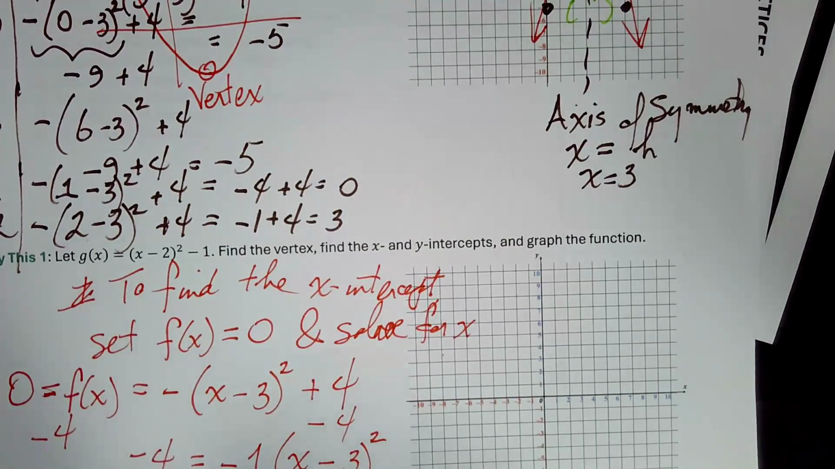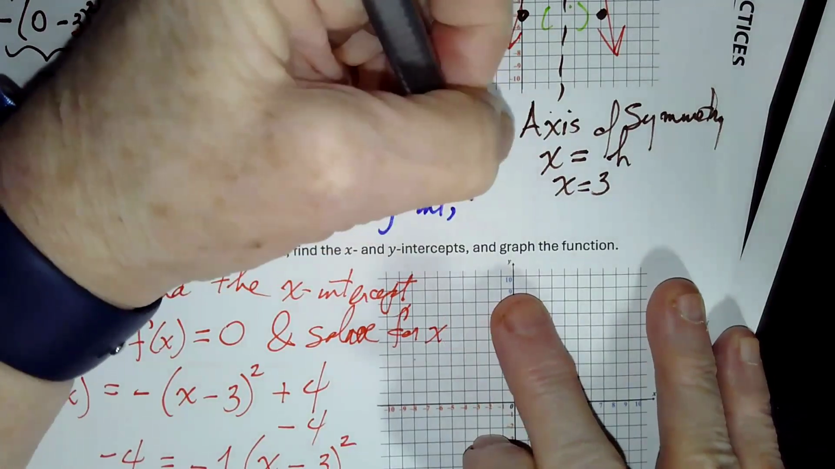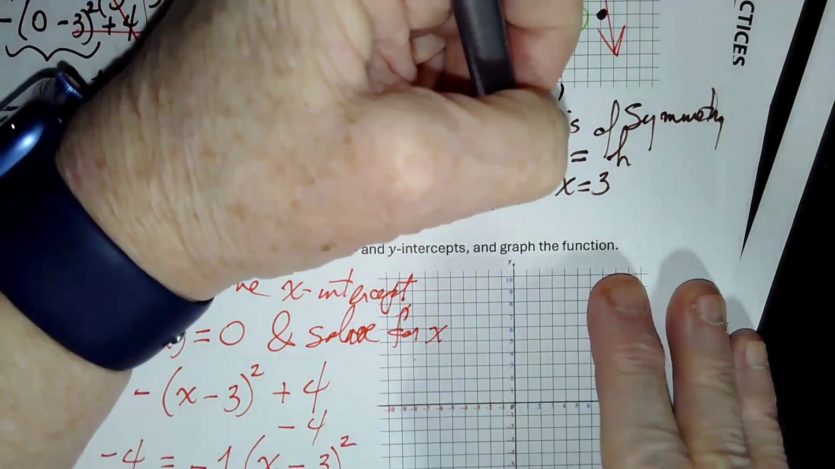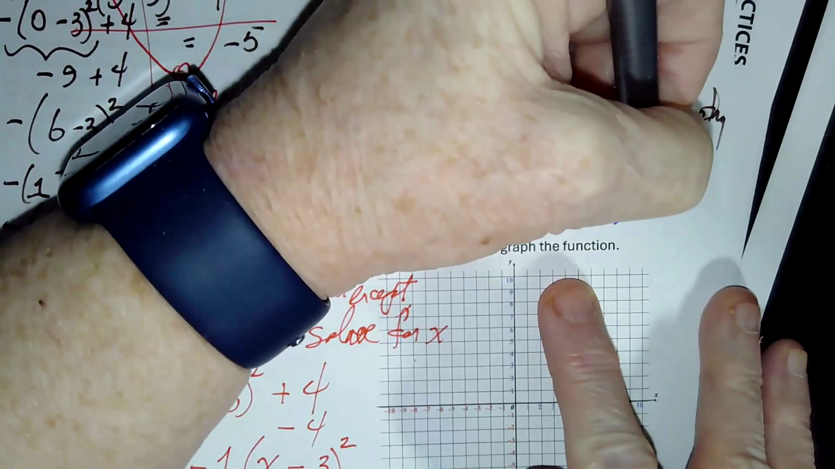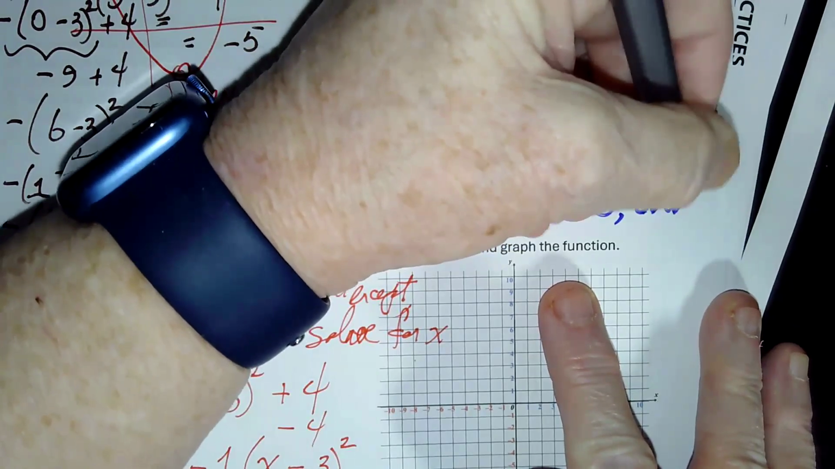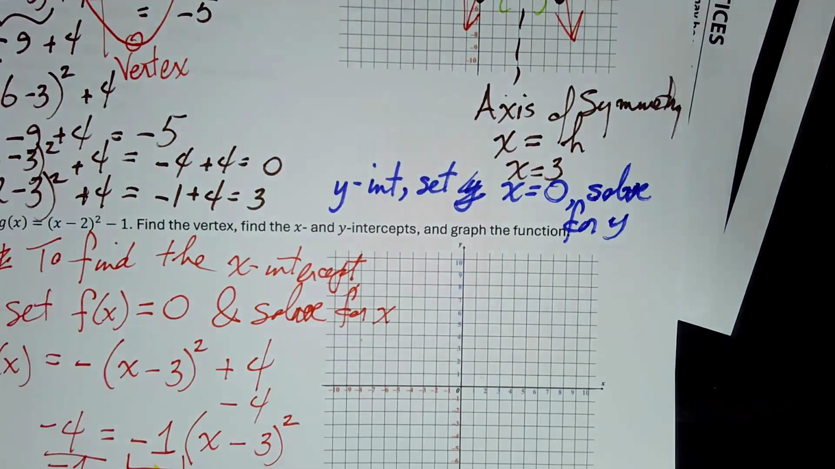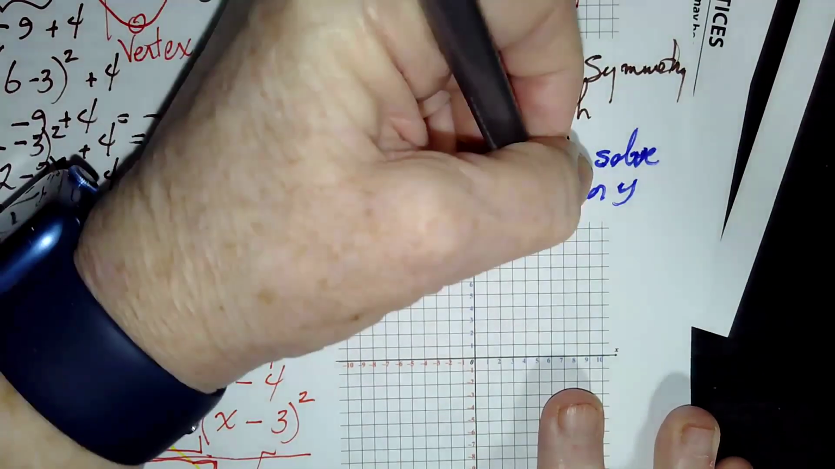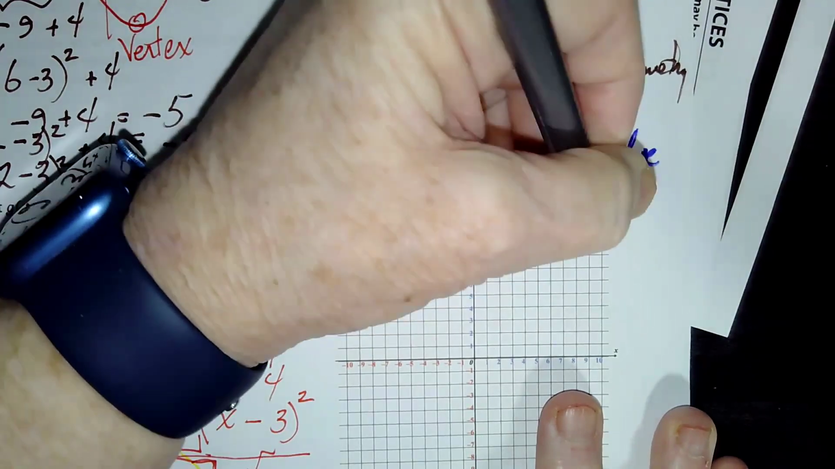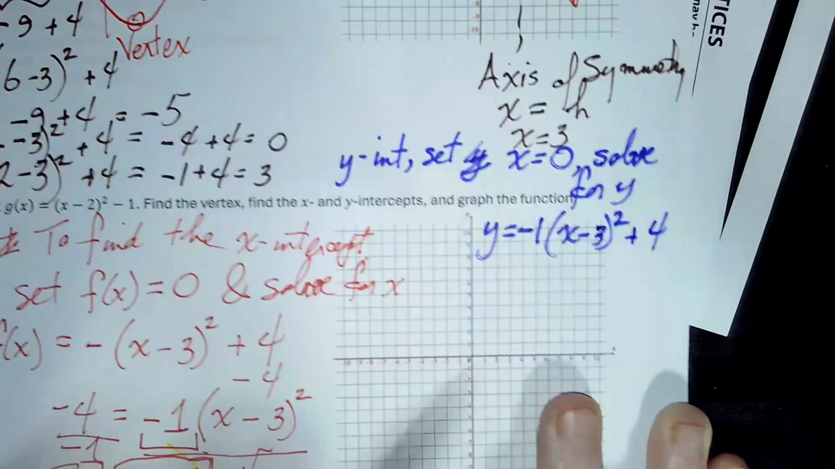To find the y-intercept, we do exactly the opposite. So for the y-intercept, we set x equal to 0 and solve for y. Okay, so we've got y is equal to negative 1 times (x minus 3) all squared plus 4.